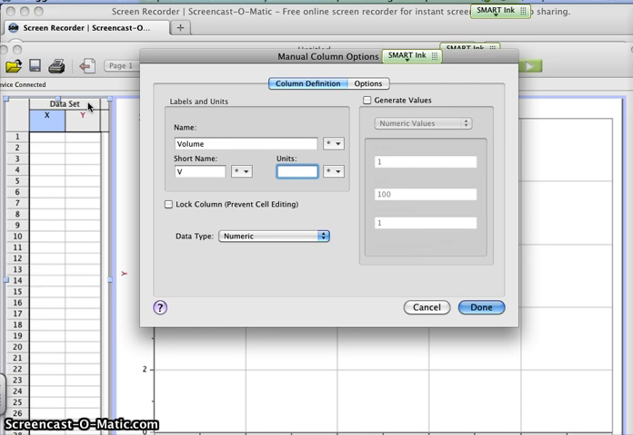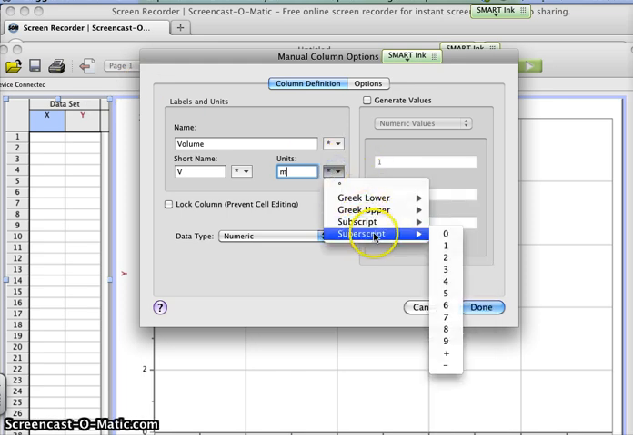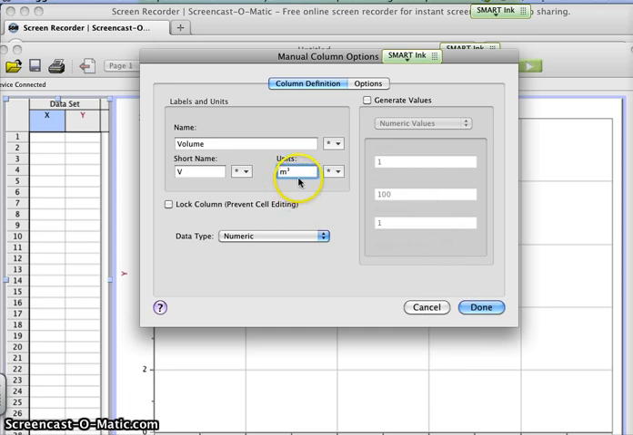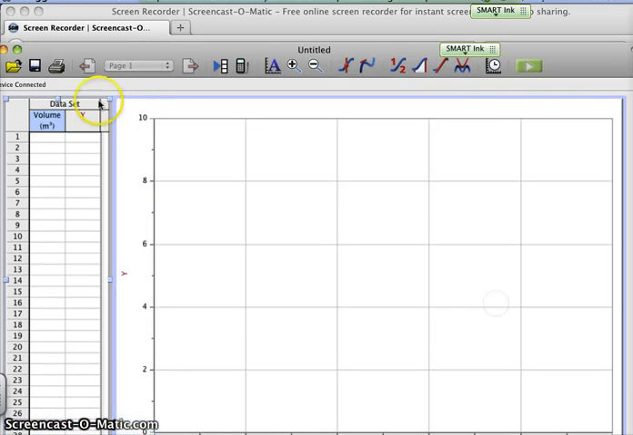What are the units for volume, please? Meters cubed. Okay, so m. And then if you notice, Logger Pro has some cool features over here. I think there's a superscript cubed. Did you guys see how I got to that? It's right there. You'll find that useful. So I'm done. And what was the other variable, please?